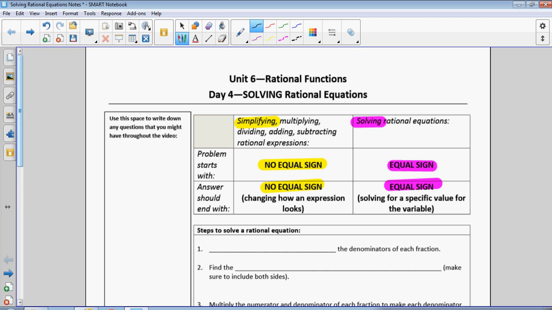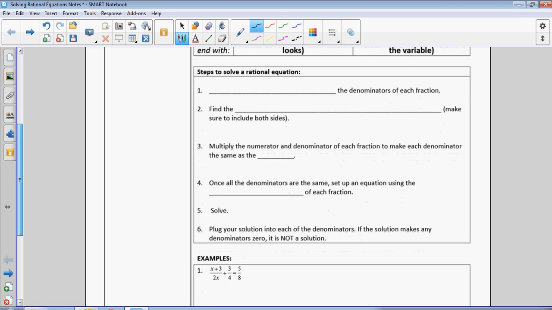So here are the steps for solving a rational equation. The very first thing you need to do is factor the denominators of each fraction. And after you factor, you want to find the least common multiple of the denominators. And in order to make all the denominators the same, you're going to multiply the numerator and denominator of each fraction to make each denominator the same as this LCM.